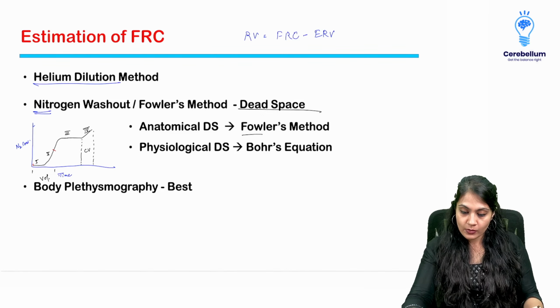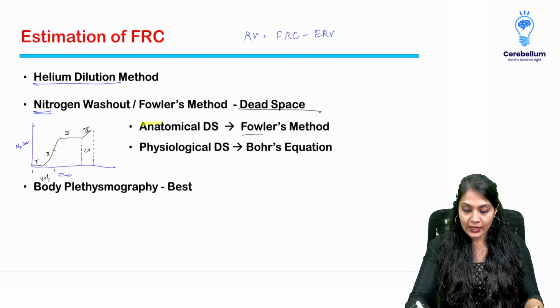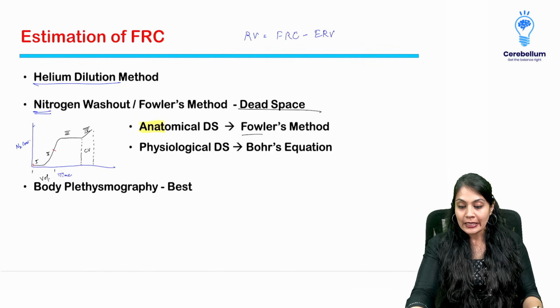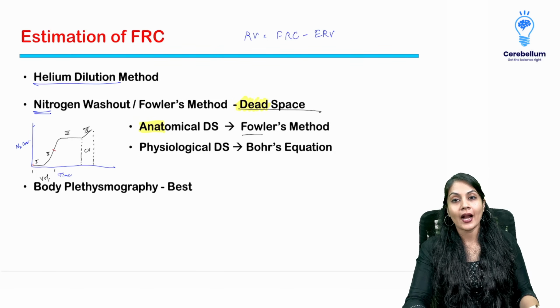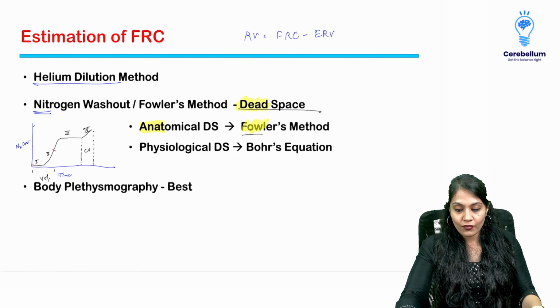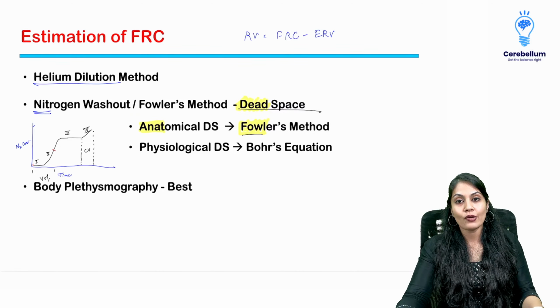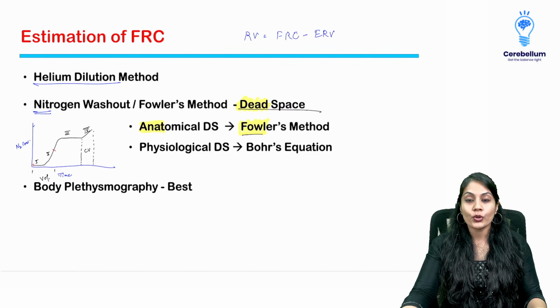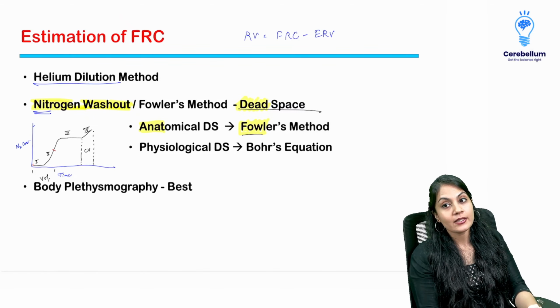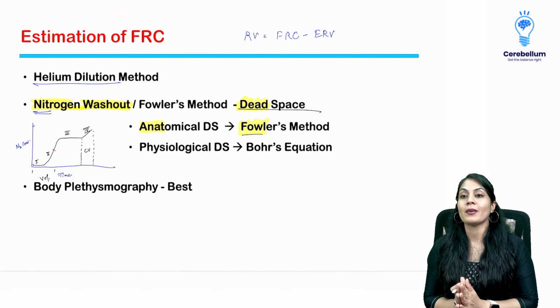How to remember this? Please remember, as soon as you go to the anatomy department, they will take you towards the dissection hall, and in the dissection hall, the dead bodies are there, dead people are there, and as soon as you go towards the dead body, you're going to get that foul smell, right? And what you do, you are going to wash it out with nitrogen, right? And that's how you're going to remember the anatomical dead space. Anatomical dead space will be measured by Fowler's method.